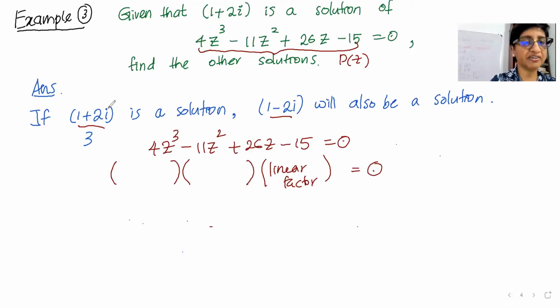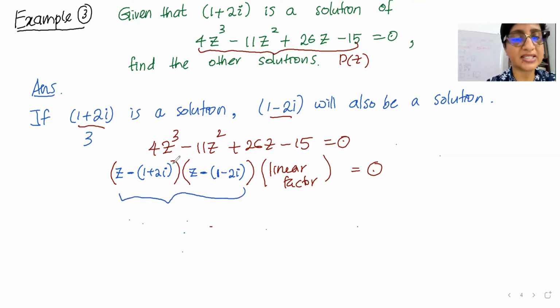So here, if this is a solution, then z minus that number, which is 1 plus 2i, is a factor. And if this is a solution, z minus that solution, 1 minus 2i, is a factor. Now I can multiply these two out. This is a linear factor. This is another linear factor. So I need another linear factor to complete this. This is a cubic. A cubic can be broken down to 3 linear factors. 1, 1, 1. That combines to 3.